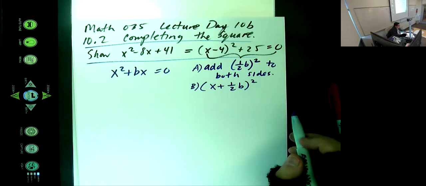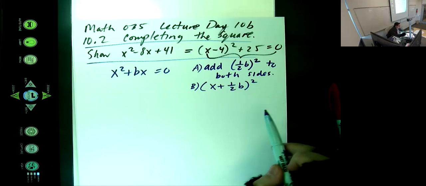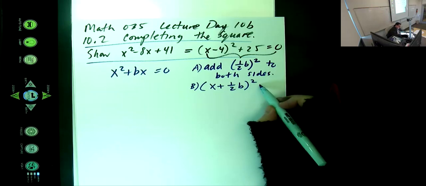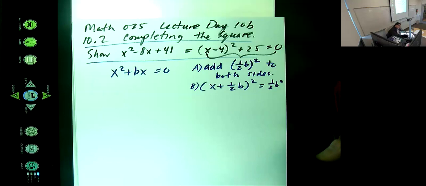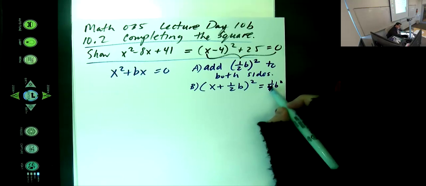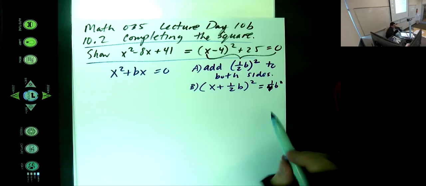That's something I could have mentioned earlier in the math 335 class. I didn't write down a rule for it, but it equals the 1/2 b squared. Nope, that's 1/4 b squared. So let's look at an example.